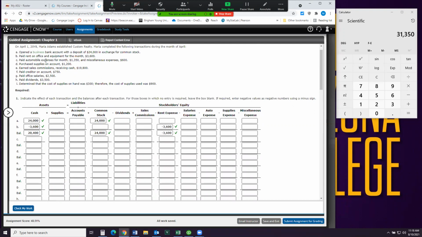All right, so I'm going to go on to C, paid automobile expense for the month of 1350 and miscellaneous expense of 600. So I paid a total then of 1,950, or 1350 plus 600. So my cash went down 1950. That's going to be an automobile expense and a miscellaneous expense. We can do our balances. That should be 18,450.